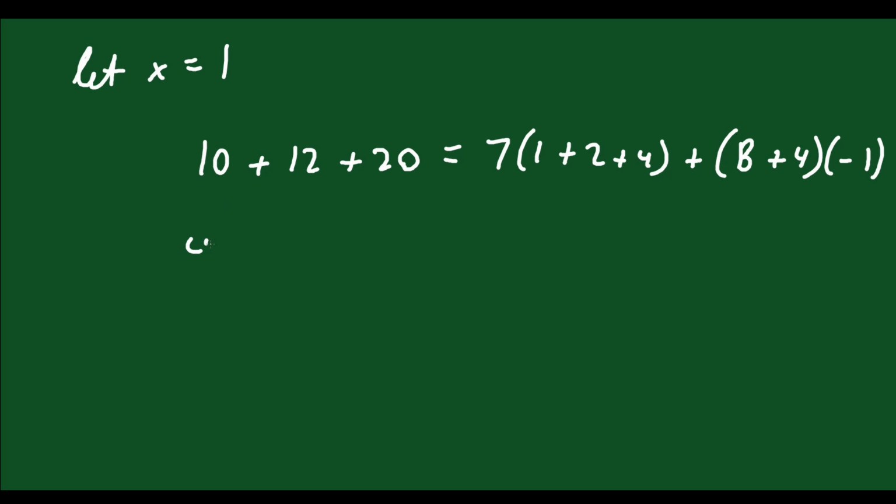So on the left you get 42. On the right here you're going to get 49 minus B minus 4. If you multiply that out, solve for B, and you're going to get B is equal to 3.